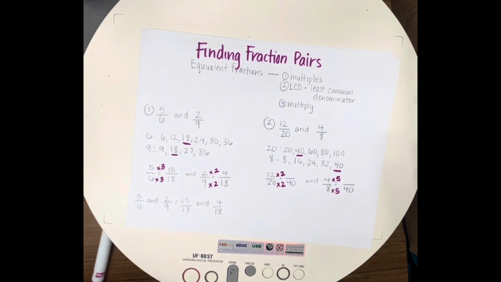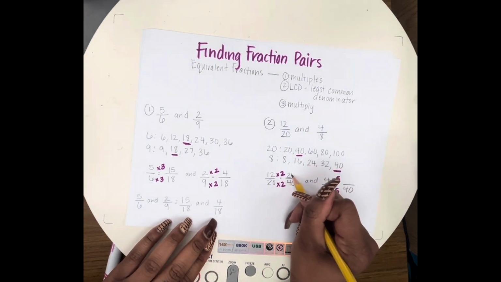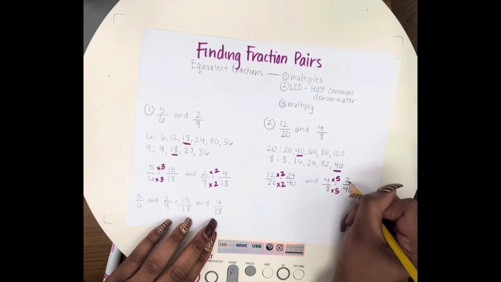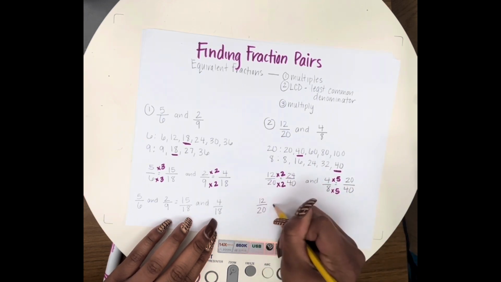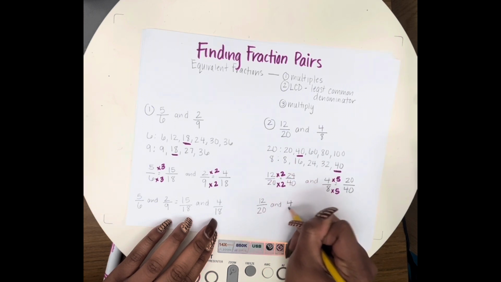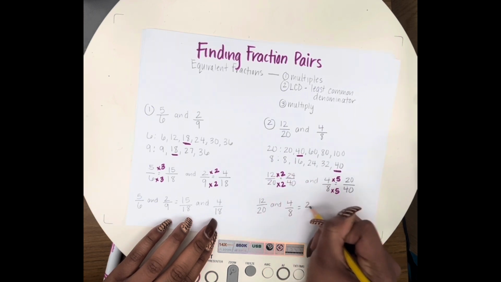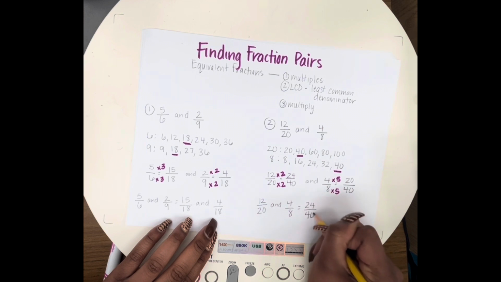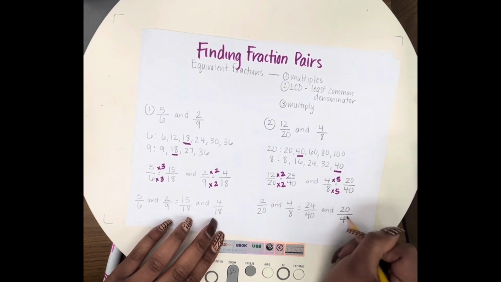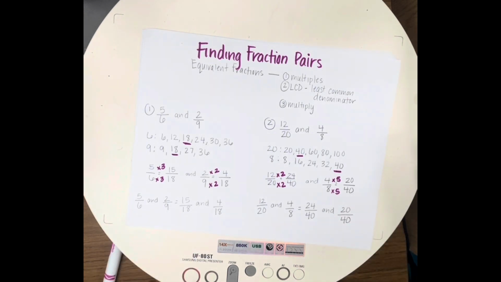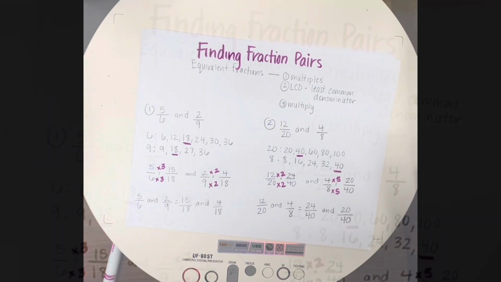And now it's time to multiply. 12 times 2 is 24. 4 times 5 is 20. Now it's time to rewrite out that problem. So 12/20 and 4/8 equals 24/40 and 20/40. All right, you found those equivalent fraction pairs. You do not simplify, you just show that they're equal.